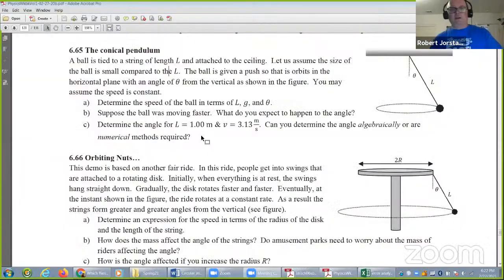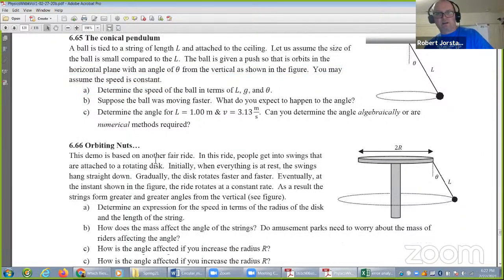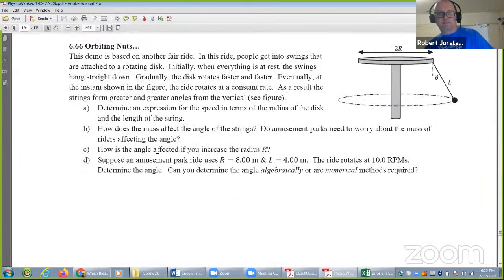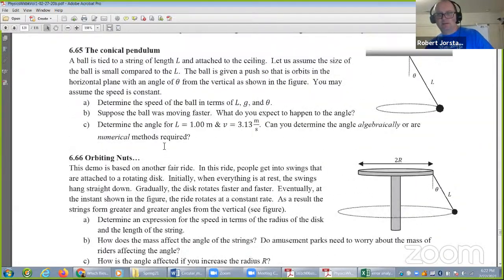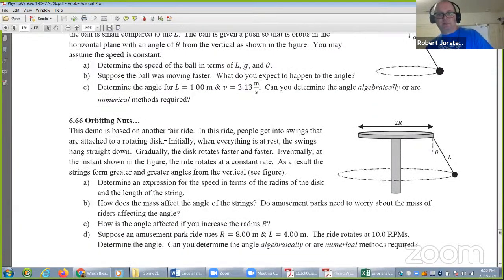Let's look at this one. Sorry, let me get it on screen again. Okay. And so, all right, I'm going to let you guys do that one. I want to move on to this next one, orbiting nuts. It's very similar. Notice these two FBDs look very similar, but let's do this one because I have a video for this one.